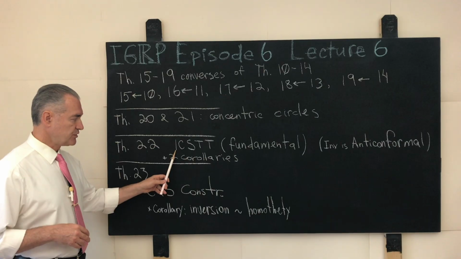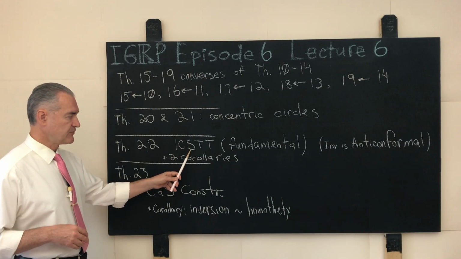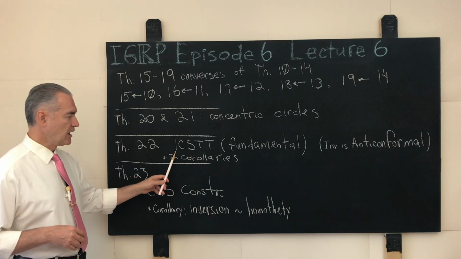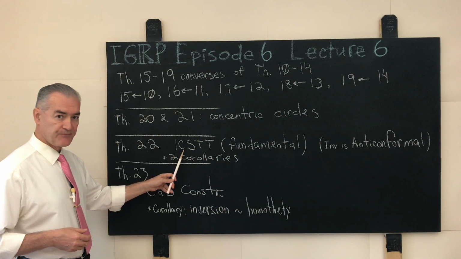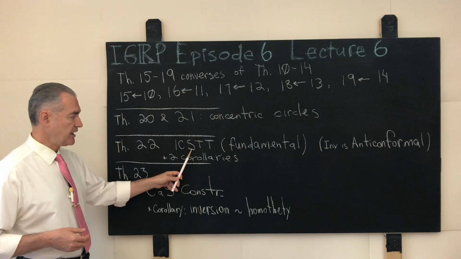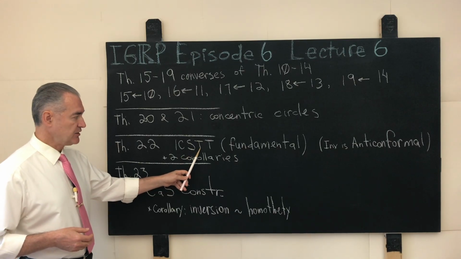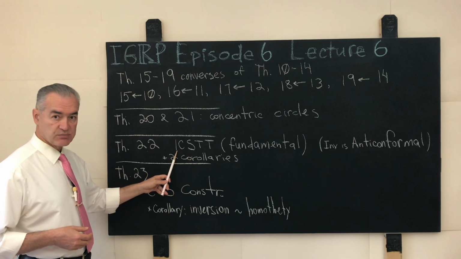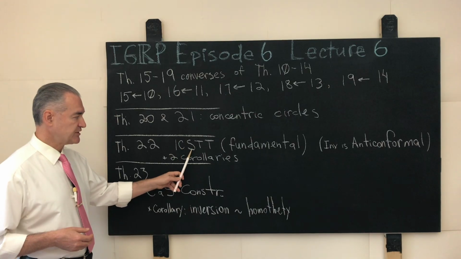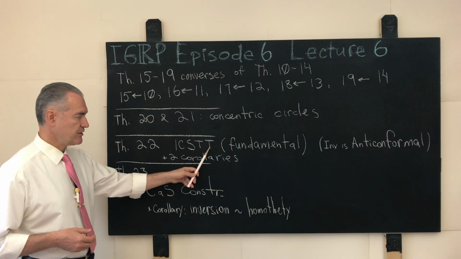We will refer to it as ICSTT, or I for inversion of the real plane, C for with respect to a circle, S for similar, T for triangles, and T theorem. Inversion of the real plane with respect to a circle, similar, triangles, theorem.